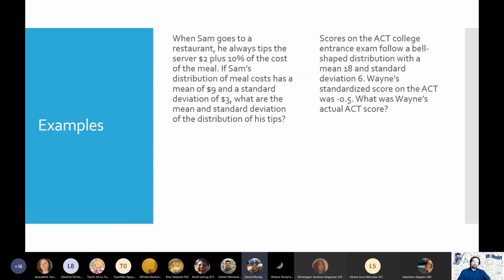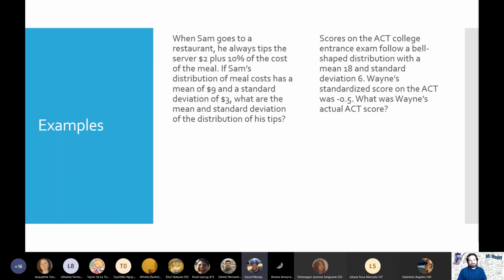Let's look at some examples using our transformations. All right. So essentially, transformation is going from one unit of measure to another, or converting our data in some way. So we have these two examples. Let's look at our first one. When Sam goes to a restaurant, he always tips the server $2 plus 10% of the cost of the meal. If Sam's distribution of meal costs has a mean of $9 and a standard deviation of $3, what are the mean and standard deviation of the distribution of his tips?